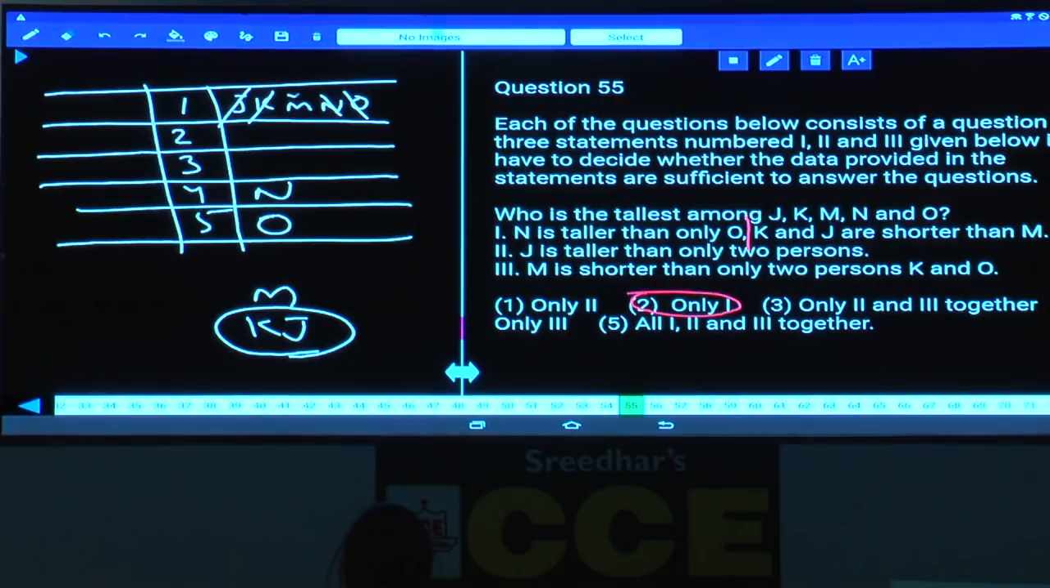Then who is the tallest here? M is the tallest. Am I getting a unique answer or not? With the help of 1 alone I am getting the answer. Only 2 I am not bothered about, because with the help of 1 alone I got the answer. And 2 and 3 is also ruled out, because I got the answer with only 2 itself. Only 3 is also ruled out. All 3 is also ruled out. Hence what is your answer here? Only 2 is the answer.